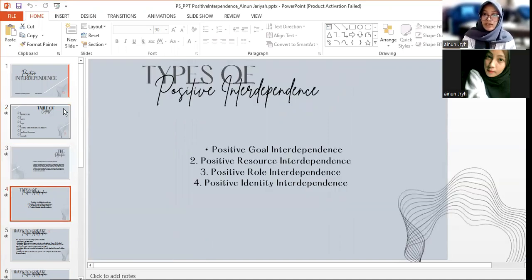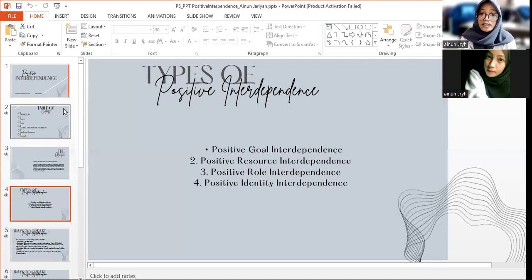Types of positive interdependence. The first, positive co-interdependence, is achieved when learners share the same goals and perceive the group cooperation is essential in achieving these goals. The second, positive resource interdependence, divides up the resources of materials for completing the task by giving each group member an essential piece of the puzzle and makes it essential for the group to share resources in order to be successful.